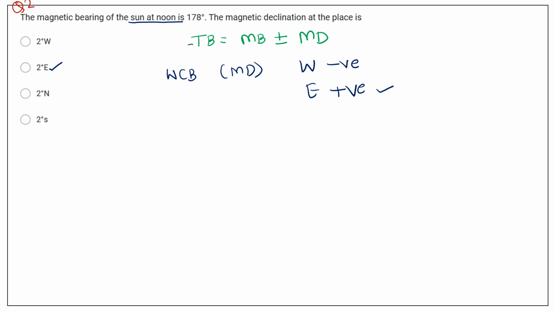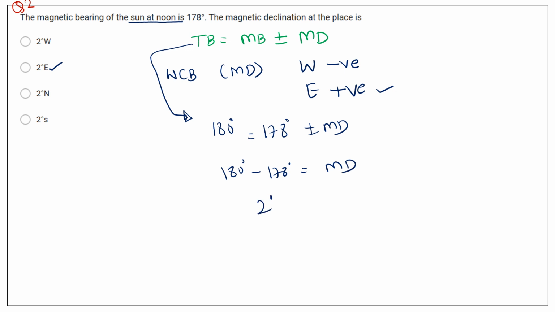But okay, this is by trick, but by solving you get true bearing at noon is 180 degree, magnetic bearing is 178 degree. So here plus minus MD, 180 degree minus 178 degree equals magnetic declination, and this is 2 degree and positive value. So here 2 degree east is the correct answer. So here option number second is correct. The next question.